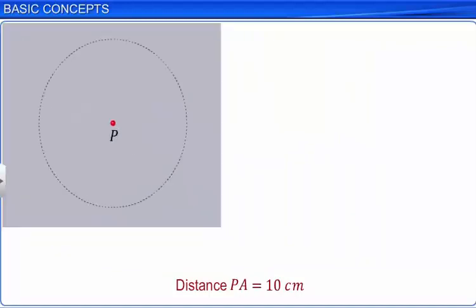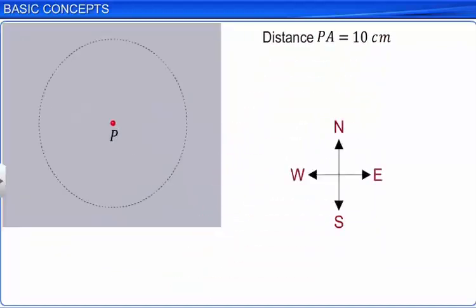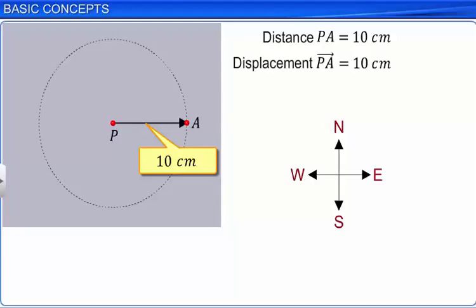Now, suppose you have to mark point A such that its distance is 10 centimeters from P in the east direction. What will be the possible location of point A? Here, the shift in position from point P to point A has a fixed magnitude equal to a distance of 10 centimeters as well as a fixed direction. In this case, we say that displacement PA is 10 centimeters in the east direction.